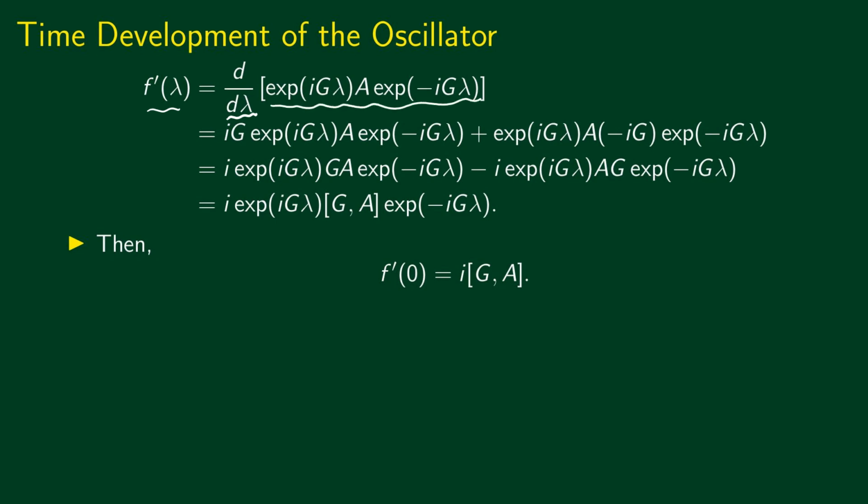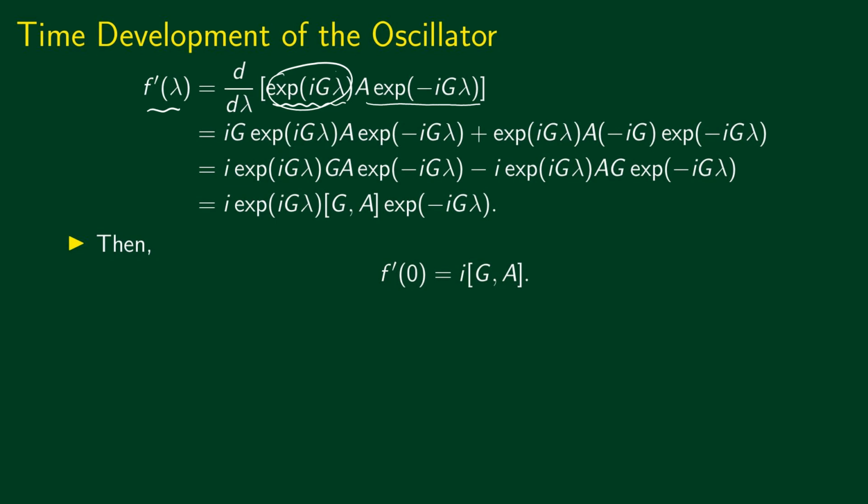This was our f of lambda, exponential ig lambda a exponential minus ig lambda. We know how to take this derivative. You just have to use the product rule. First, we take the derivative of exponential ig lambda, that is ig exponential ig lambda, and keep the second term the same, a exponential minus ig lambda. Next, we keep this term the same here, exponential ig lambda, and take the derivative of the second term, that is a minus ig exponential minus ig lambda.